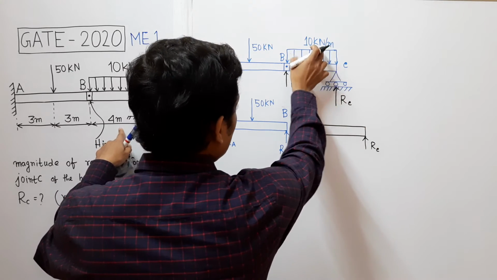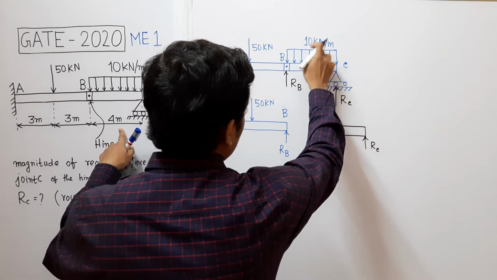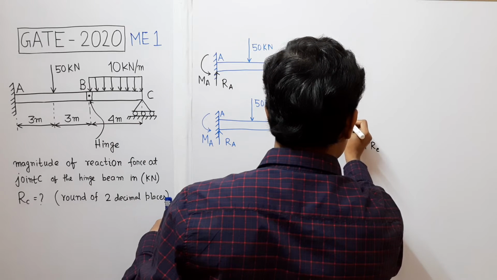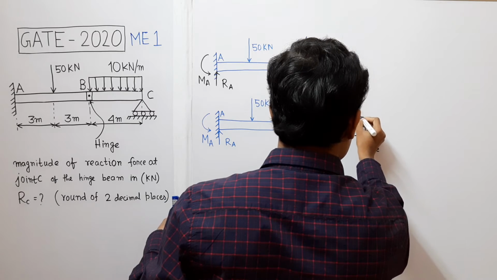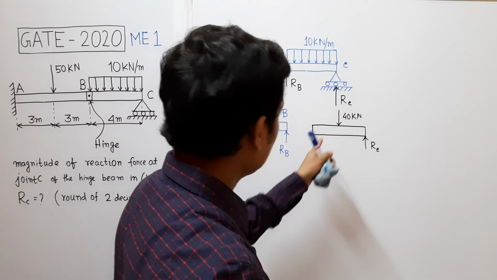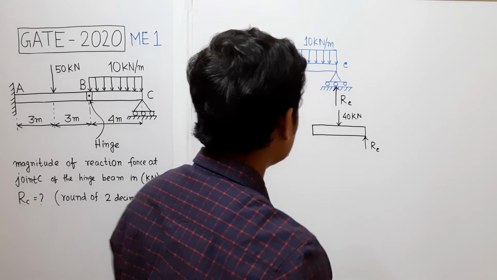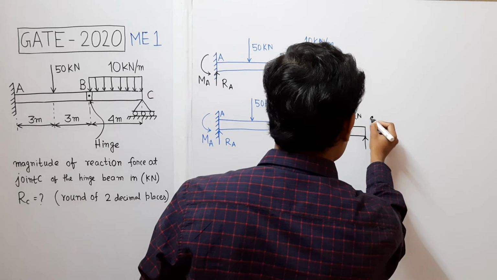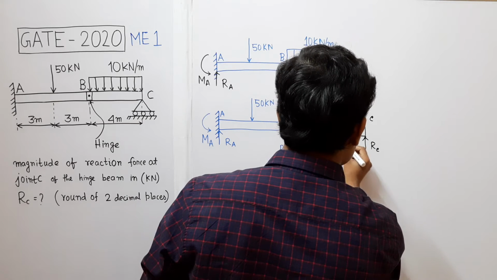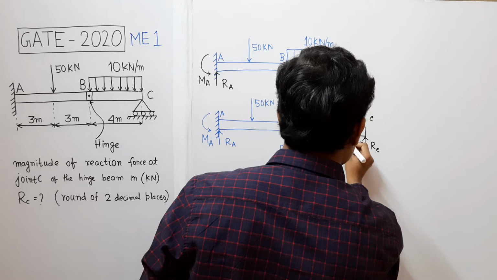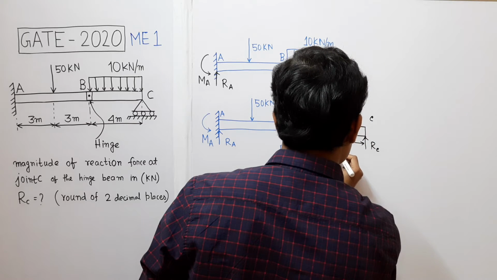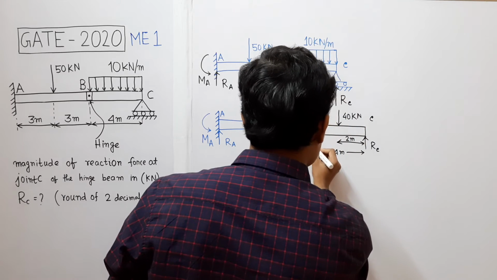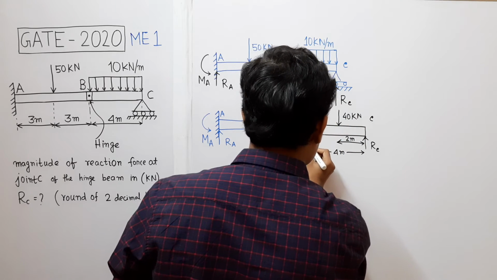So the uniformly distributed load is 10 kilonewton per meter. So the total load is 40 kilonewton, and the resultant will act at the midpoint of BC, that is, this is 2 meter and total is 4 meter, and one reaction force here, RB.